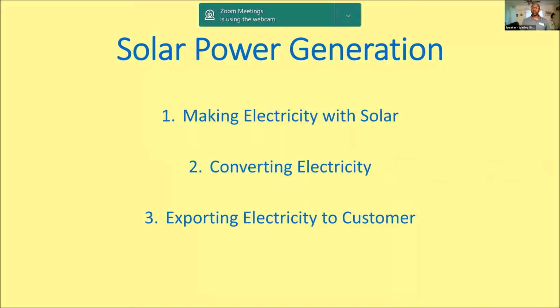There are 3 steps I'll be covering tonight. 1, making electricity with solar. 2, converting electricity made from solar. And 3, exporting the solar electricity to customers.